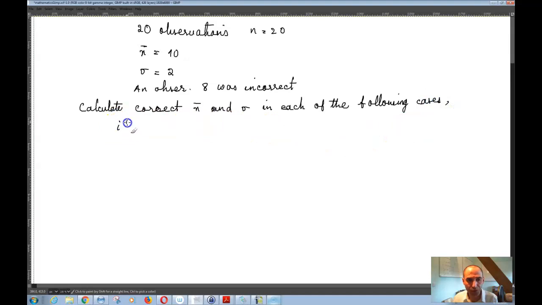So case 1 is if the wrong item is omitted. Let's just call it 8, because the wrong item was 8. If 8 is omitted. And case number 2, if 8 is replaced by 12.